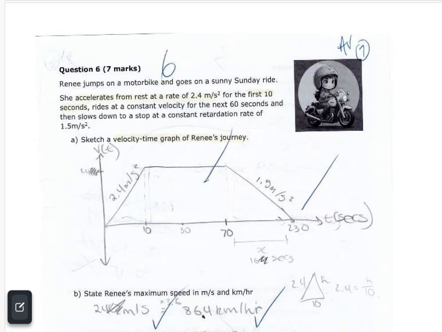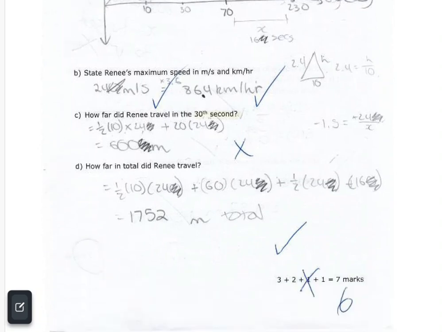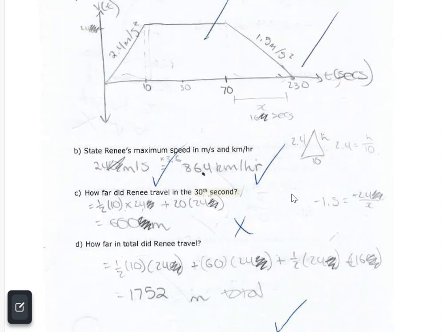Question number 6, 6 out of 7, which is really good. The only thing you got wrong was in the 30th second. It's not from 0 to 30 seconds, it's just between the 30th second and the 31st second. So during that 1 second, since it's travelling at a constant 24 metres per second, in that second it would travel 24 metres.